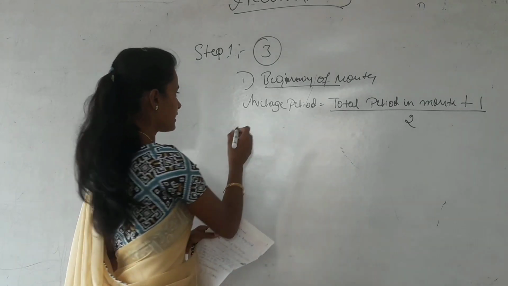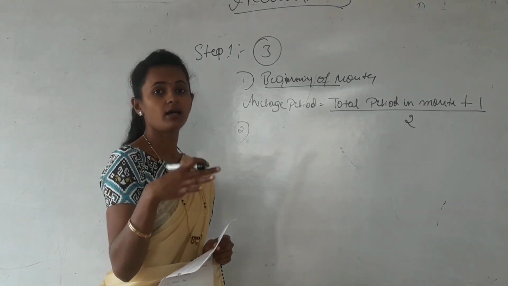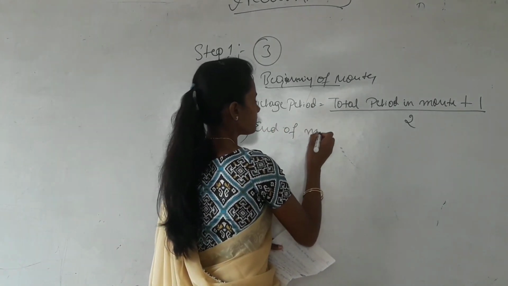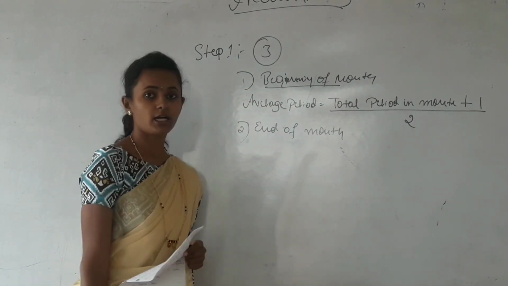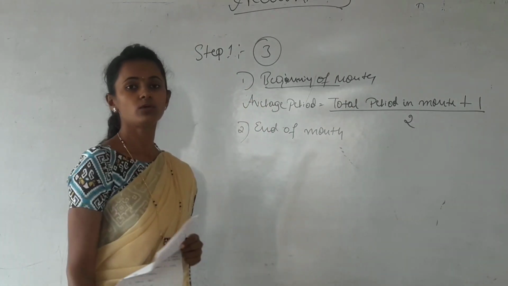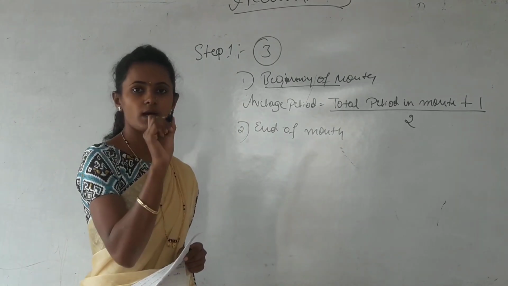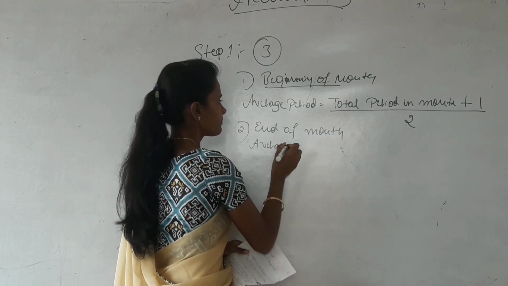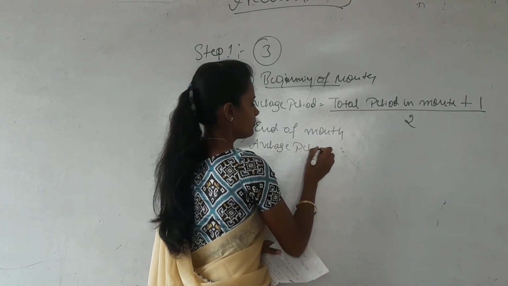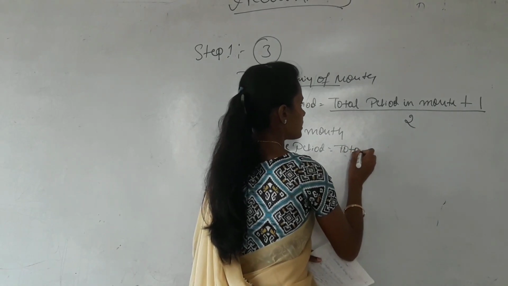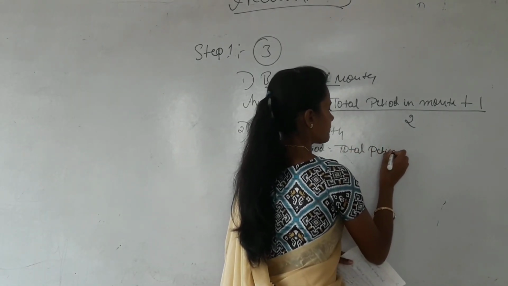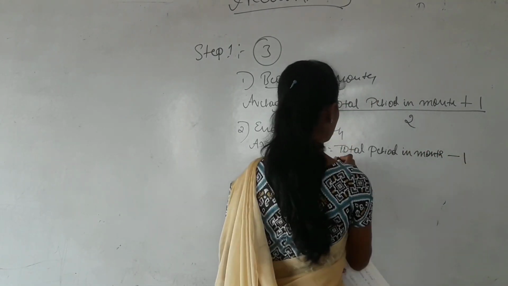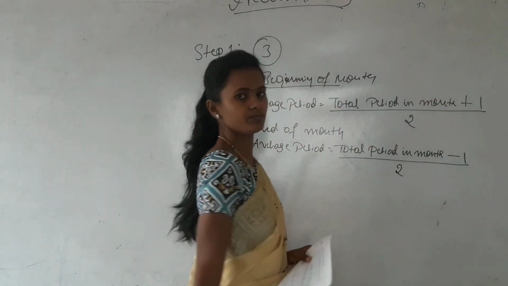The second is if the drawings are made at the end of a month. In the case of end of a month, the average period is equal to total period in months minus 1, divided by 2.